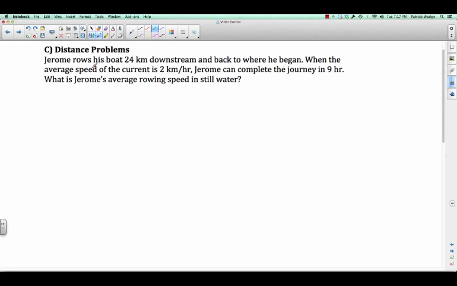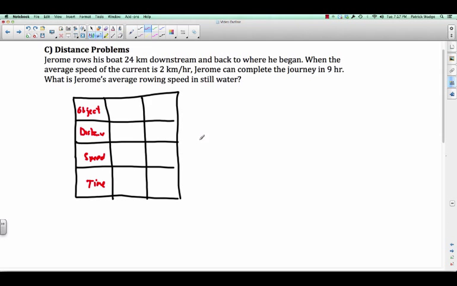Sadly, it's a different table. So you've got 2 tables that you need to learn. So the object, in other words, what's moving? All these questions have stuff moving with the distance problem.